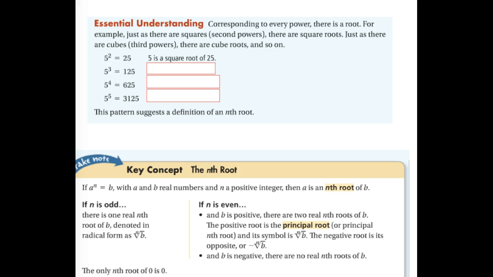So in this next one, we have 5 cubed is 125. What would we say to turn that around? 5 is the cube root of 125. Here 5 is the fourth root of 625. Okay, does that make sense?